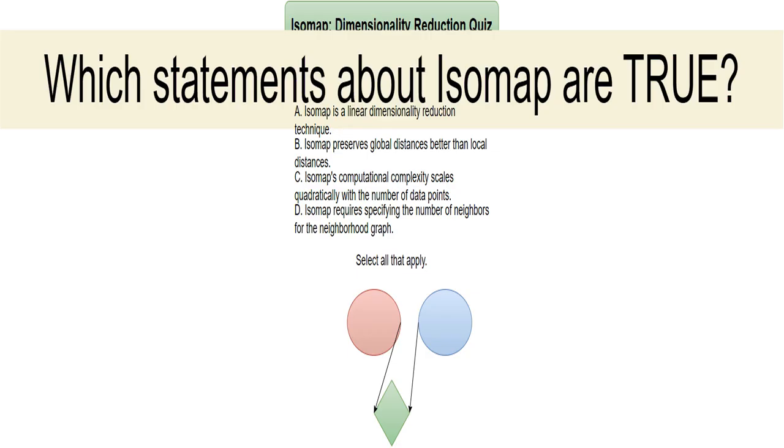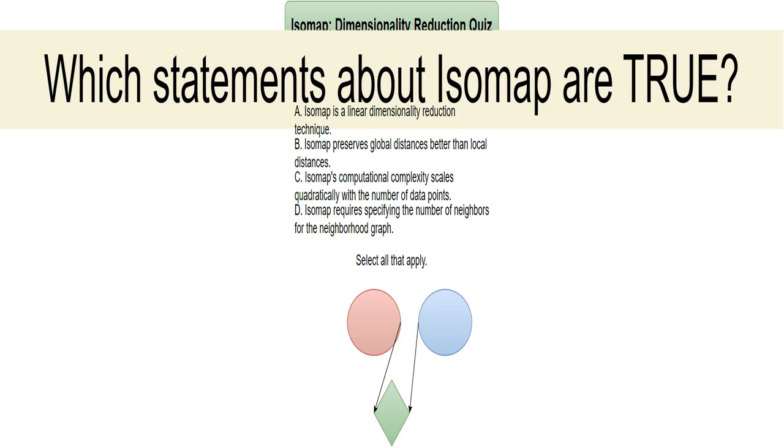Isomap's superpower is preserving the big picture. It focuses on keeping the distances between far-apart data points accurate, even if it means some small, local distances might be a little off. Think of it like a map. Isomap prioritizes getting the overall shape of the country correct, even if some local roads might be slightly misrepresented.